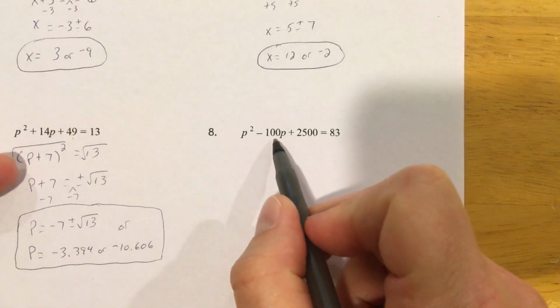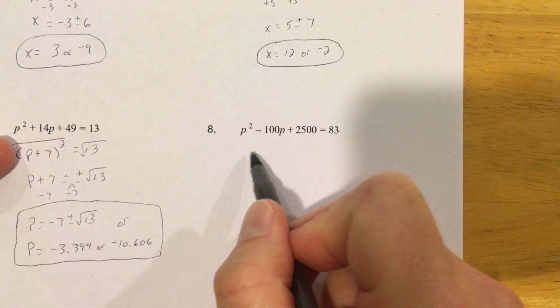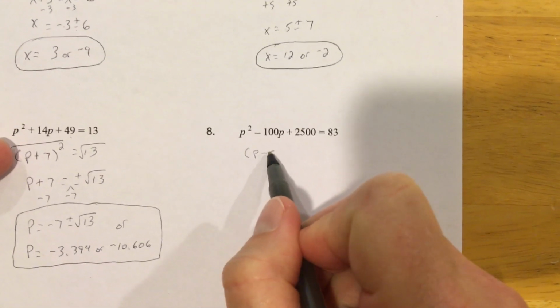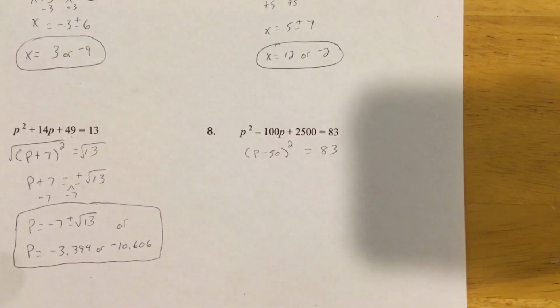This last one, same idea. I'm going to take what two numbers multiply to equal 2,500 and add to equal 100, and that's negative 50 and negative 50. So p minus 50 squared equals 83.